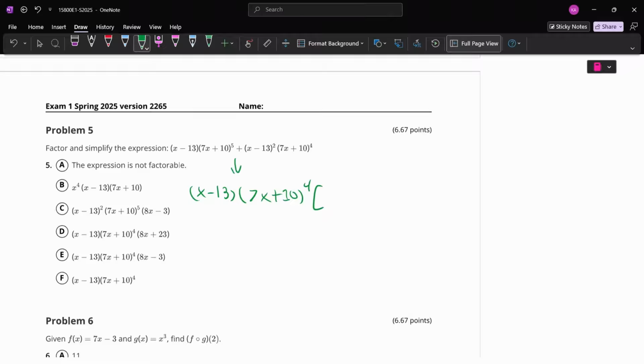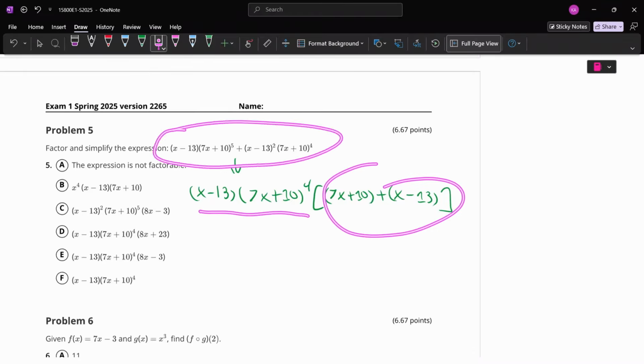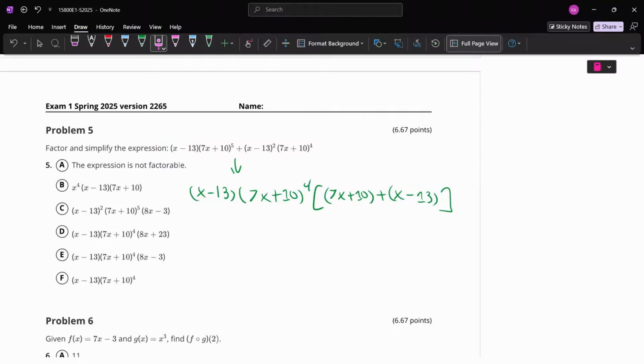When you do that, you end up with a new expression that looks like 7x plus 10 plus x minus 13. If you're not convinced, you can multiply this back in and you'll end up back where we started. So now we can consider this expression factored, and all we have to do from here is simplify this expression.